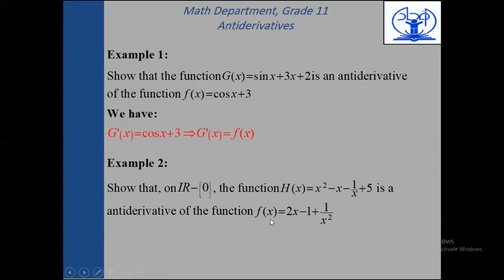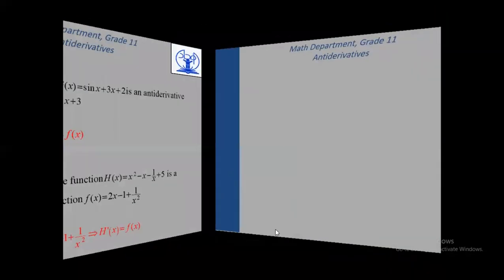If you get small f of x, then you are done. We have h prime of x. The derivative of x squared is 2x. The derivative of x is 1. The derivative of 1 over x, this is one of the standard functions. Its derivative is minus 1 over x squared. And the derivative of 5 is 0. Simplifying, you will get 2x minus 1 plus 1 over x squared, which is small f of x. So small f of x is the derivative of h of x. So h of x is the antiderivative of f of x.